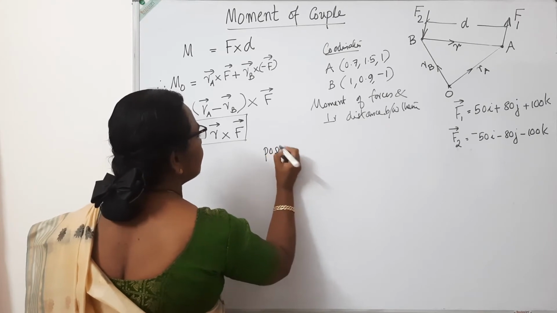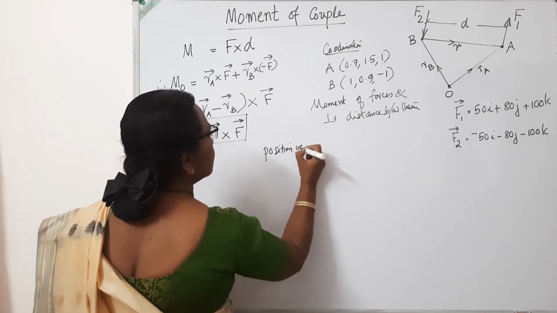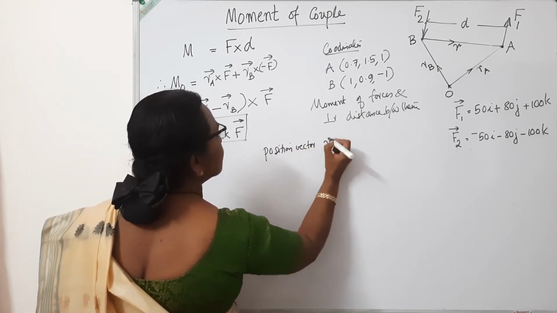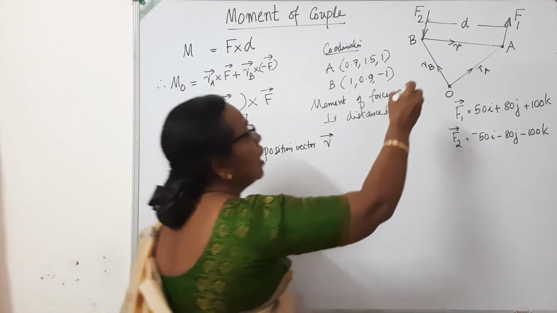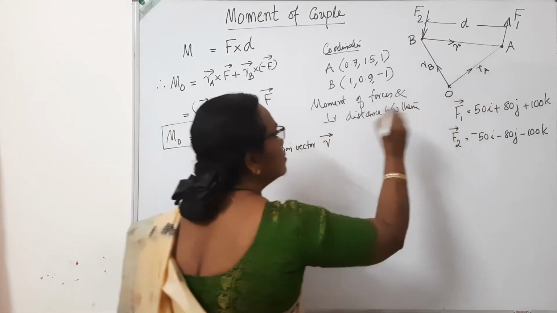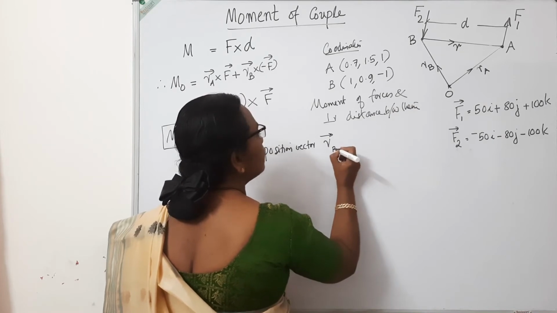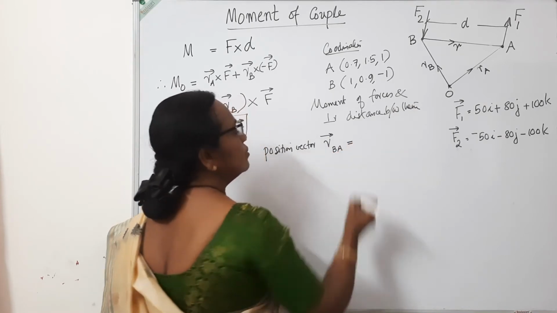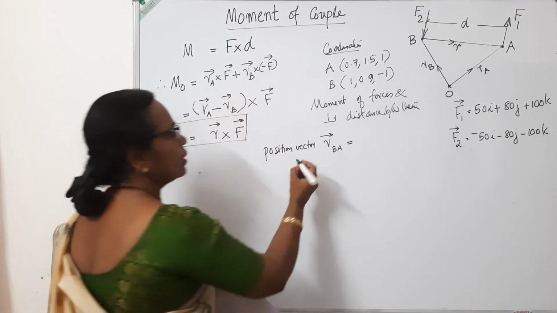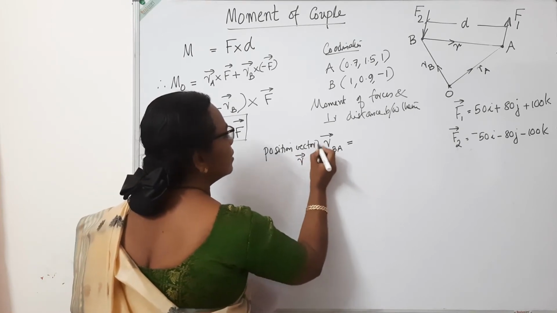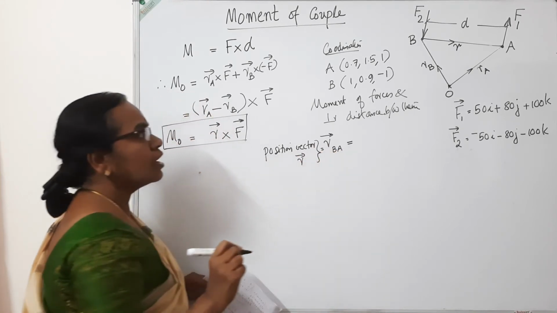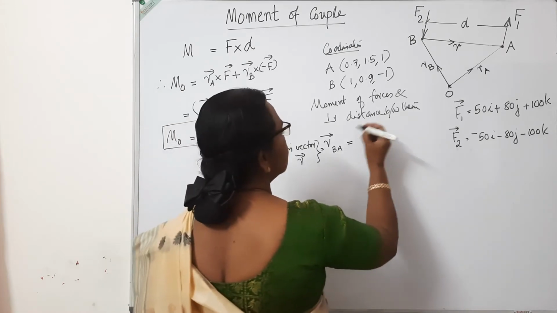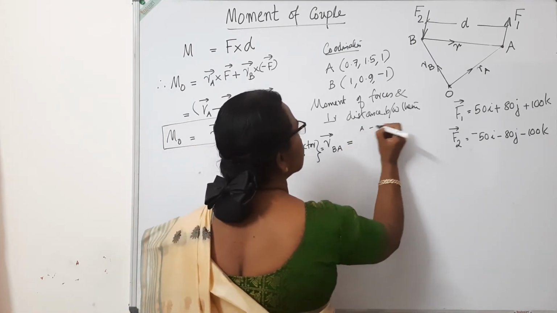Position vector R. R acts from B to A, so we can write it as R_BA. So the position vector R is nothing but R_BA. How do you write R_BA? It will be A minus B.